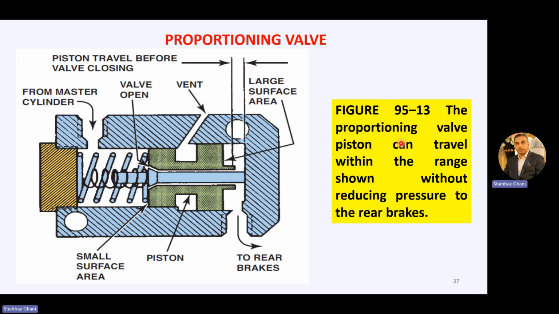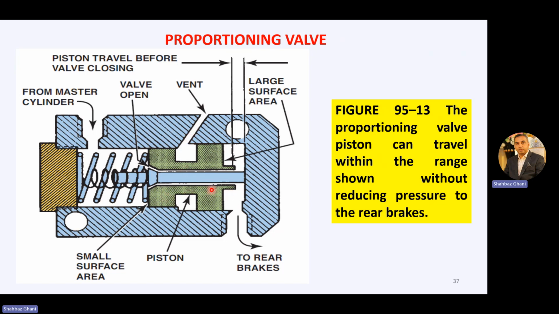The proportioning valve piston can travel within the range shown without reducing pressure to the rear brake. So this is your master cylinder and this is the valve which is going to the rear brake pressure. So this space is the piston travel before the valve is closing. This vent valve is closing.